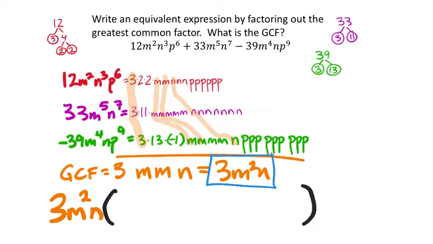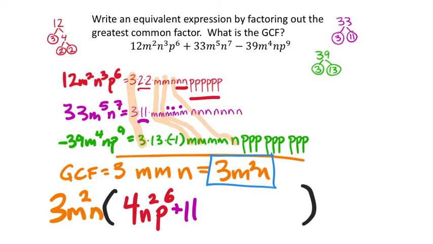So the first term that we have in red there, I got 2 times 2, which would be 4. And then we got the 2 n's, that'd be n to the power of 2. And we still got all 6 p's right there, so that's p to the power of 6. That's my first term. Then I go to the second term. In purple, I got an 11. That's positive 11. And then we got 1, 2, 3 m's there, so m to the power of 3. And then n's, 1, 2, 3, 4, 5, 6 n's. So that's n to the power of 6.